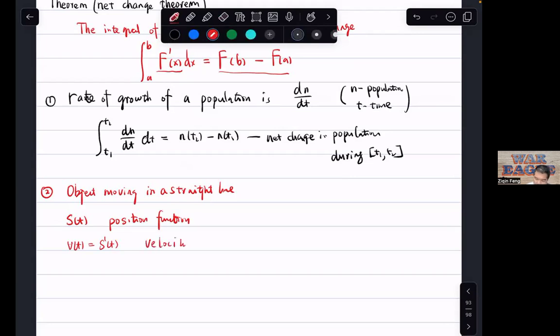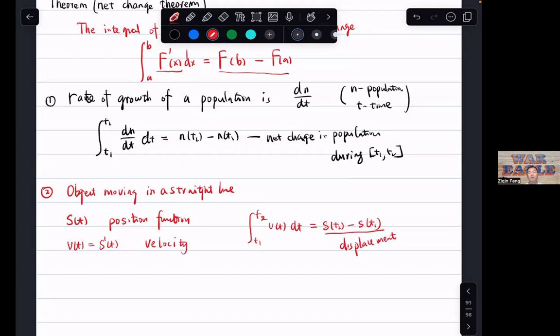By the net change theorem, the integral from t1 to t2 of v of t dt equals s of t2 minus s of t1. On the right side, you get the net change of the position, which is also called the displacement of the object during the time interval from t1 to t2.